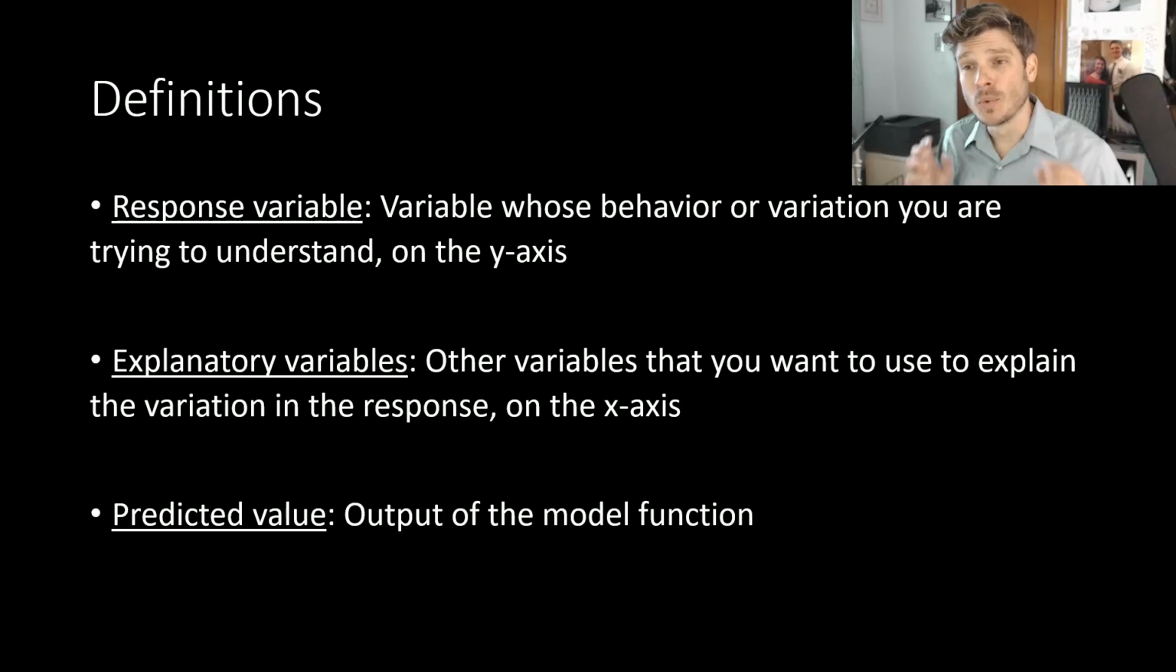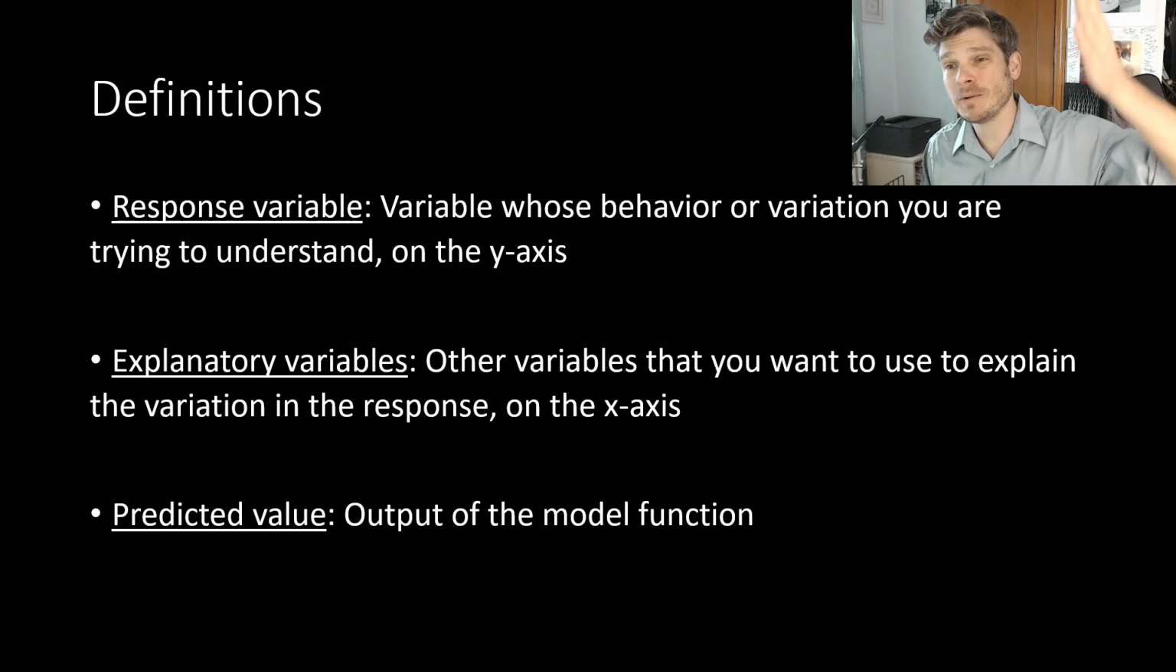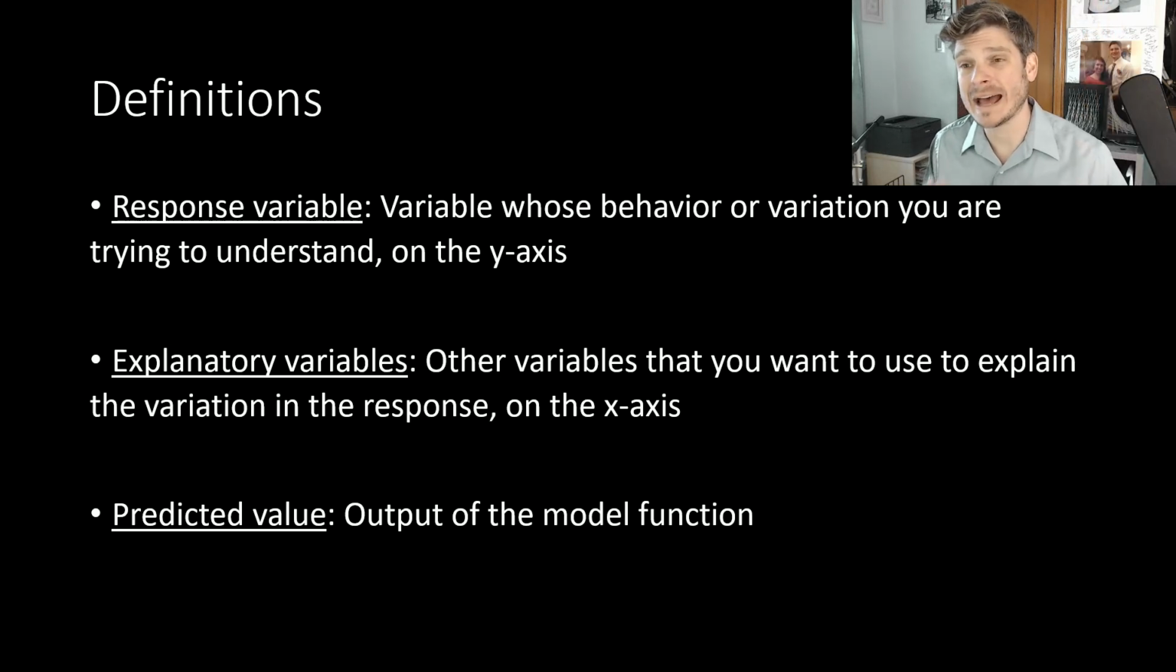Now, making sure we have the definitions down as well. We have our response variable. The response variable is the variable whose behavior we're really trying to understand. It is our dependent variable on our vertical axis, or our y-axis. It is dependent on the other ones. We say just one variable because I just want that as my output.